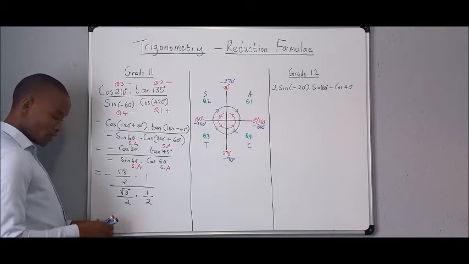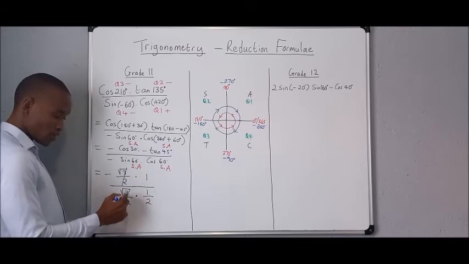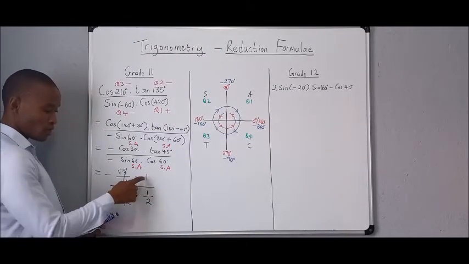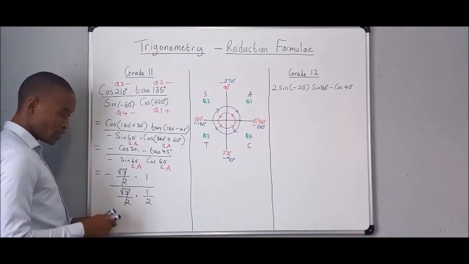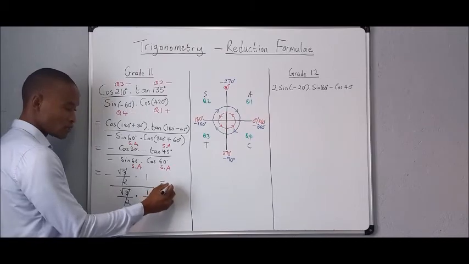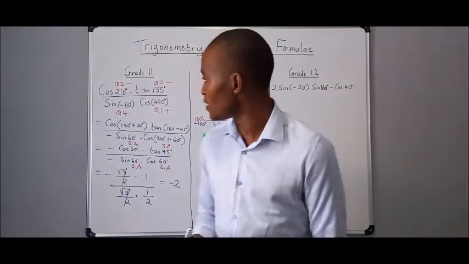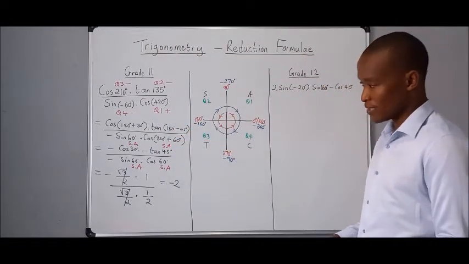As you can see, the cancellation happens here. Square root of 3 over 2 divided by itself is a 1, so the cancellation happens there. And then 1 divided by a half is 2. Okay, so therefore, our answer becomes negative 2. All right, so I believe this is clear. It is as neat as I could put it.